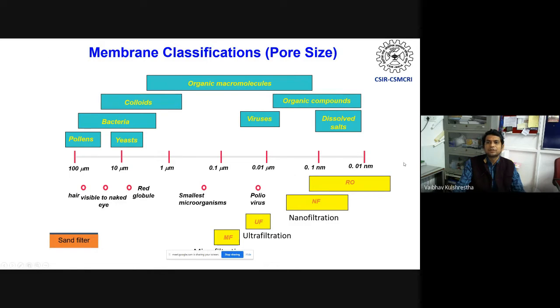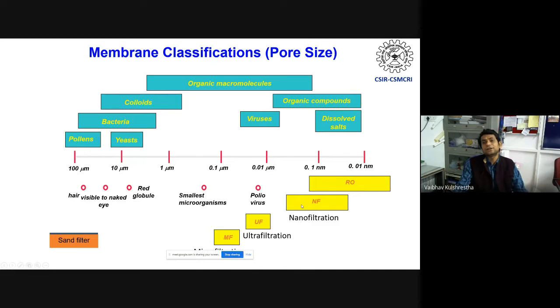We started from 0.01 nanometer to 100 micron. Here, the 100 micron membrane means a microporous membrane, where pollens, yeast, bacteria, and colloids can be removed. Then organic molecules in the range of a few micron to a few nanometer can be removed by the second type of membrane, which is the microfiltration or ultrafiltration membrane.